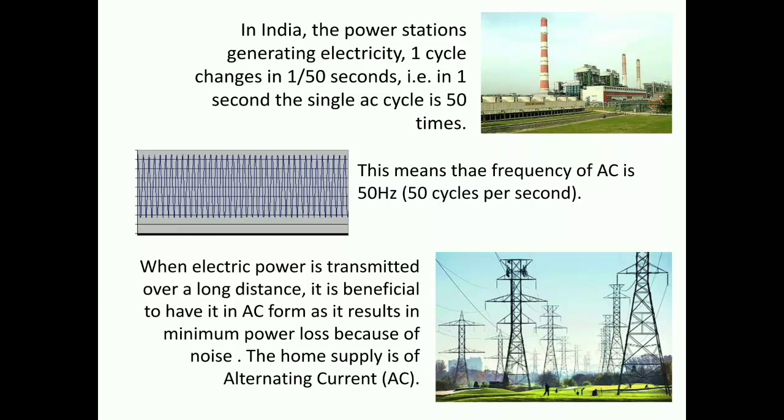When the electric power is transmitted over a long distance, it is beneficial to have it in AC form as it results in minimum power loss because of noise during transmission. The home supply is of alternating current AC.